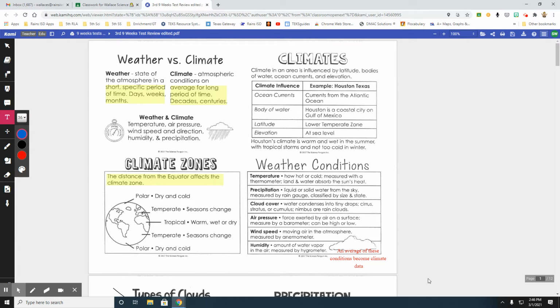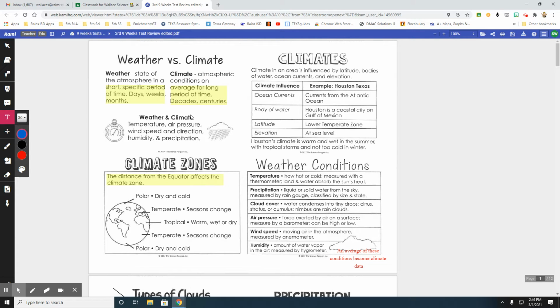We know that weather is what's happening outside of our window at a very specific time over a short period of time. So that's usually days, weeks, could be months, but usually when you start to get into the months, that's a little bit longer time period. We know weather is going to look at temperature, could be air pressure, measuring with a barometer, wind speed and direction, humidity, and precipitation.